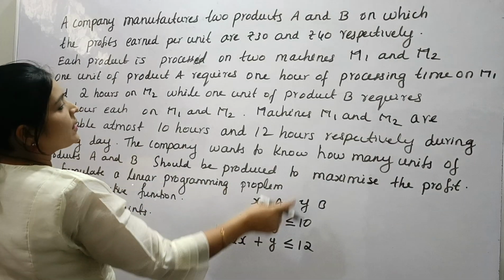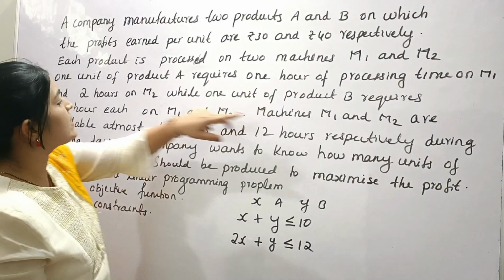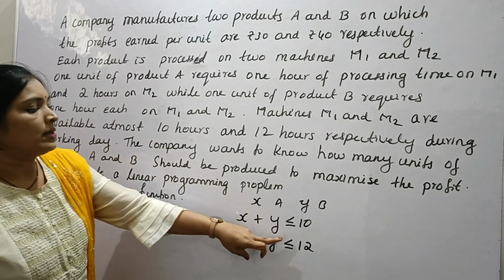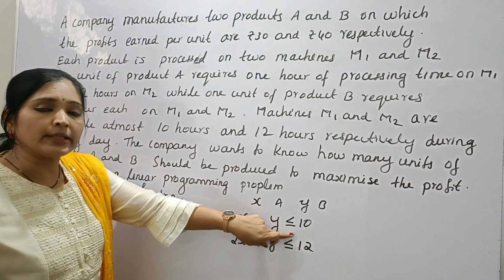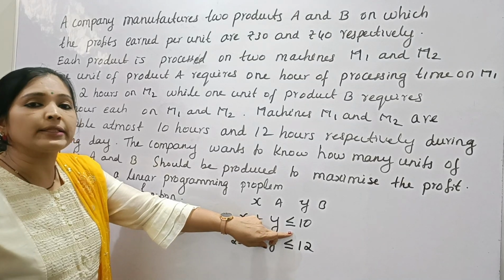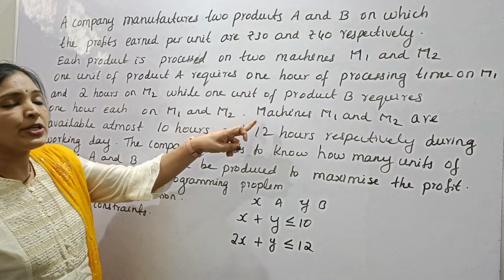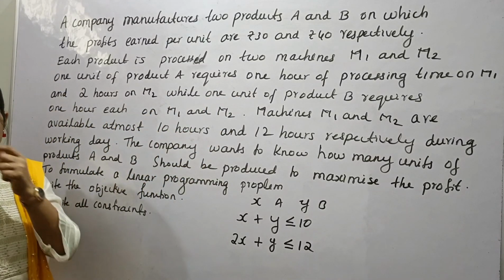And product B requires 1 hour in machine M1, right? That is 1 into Y, and the total should not be greater than 10 hours, because this machine M1 is available at most 10 hours.